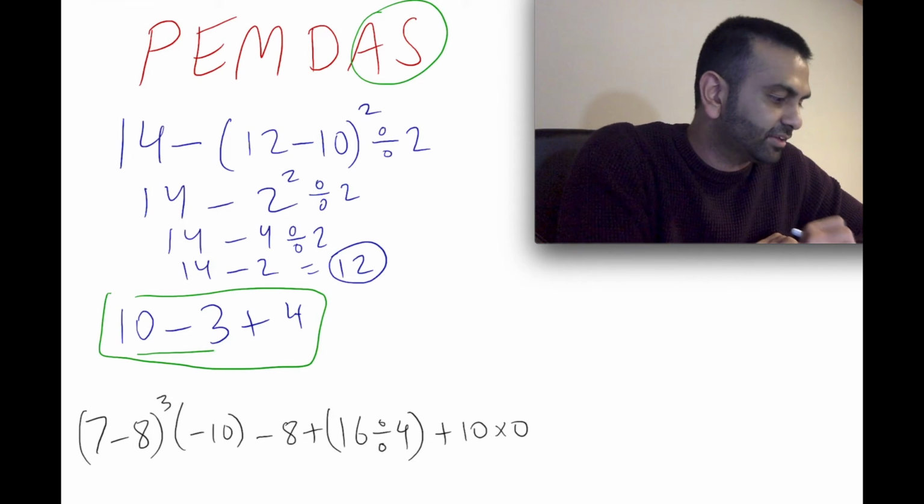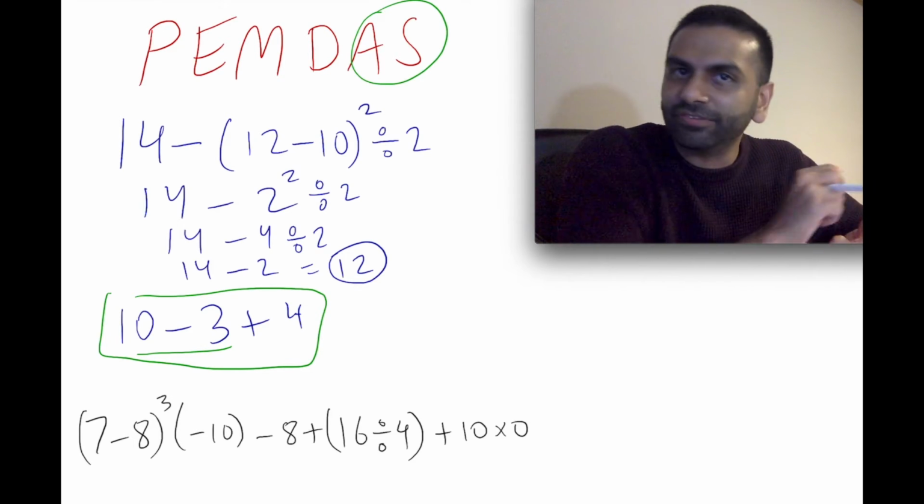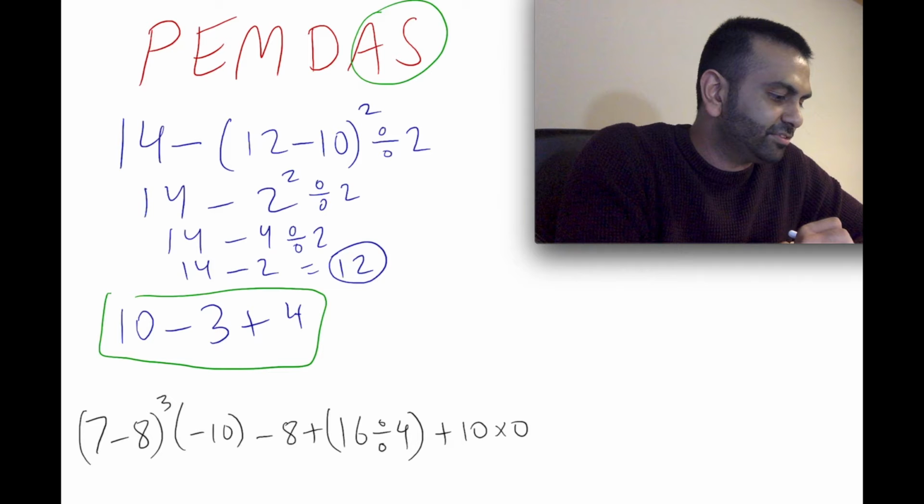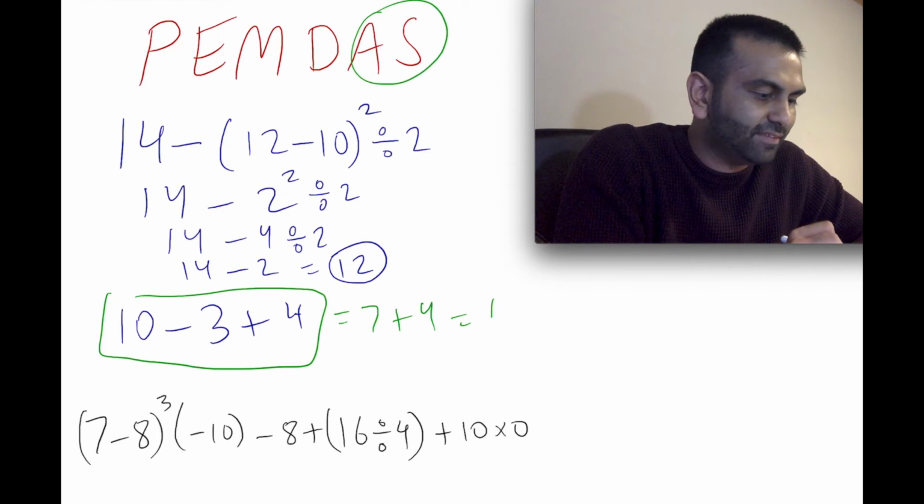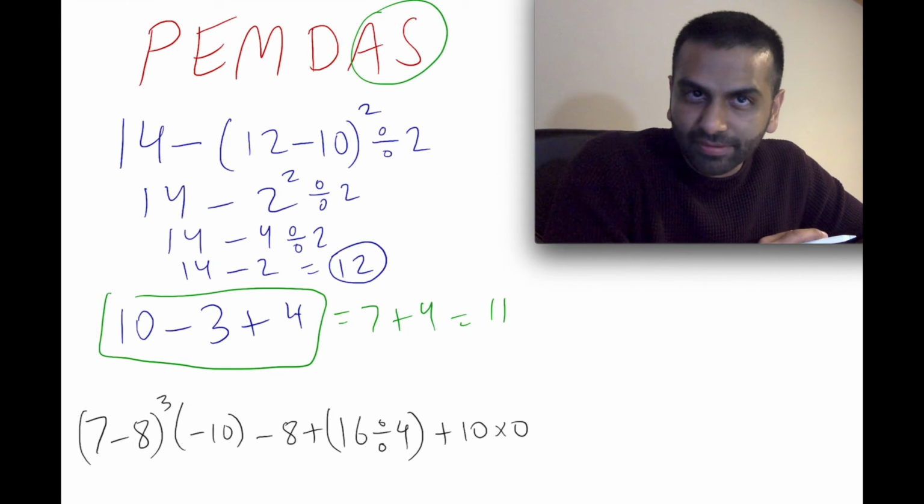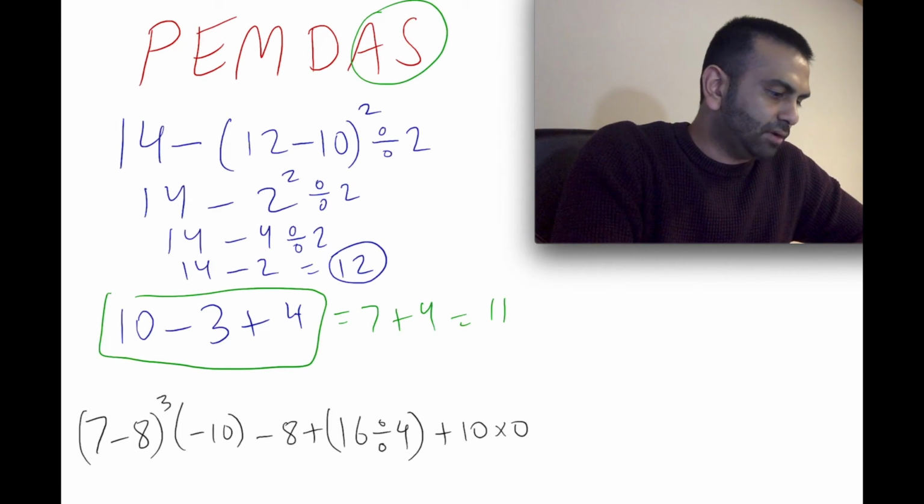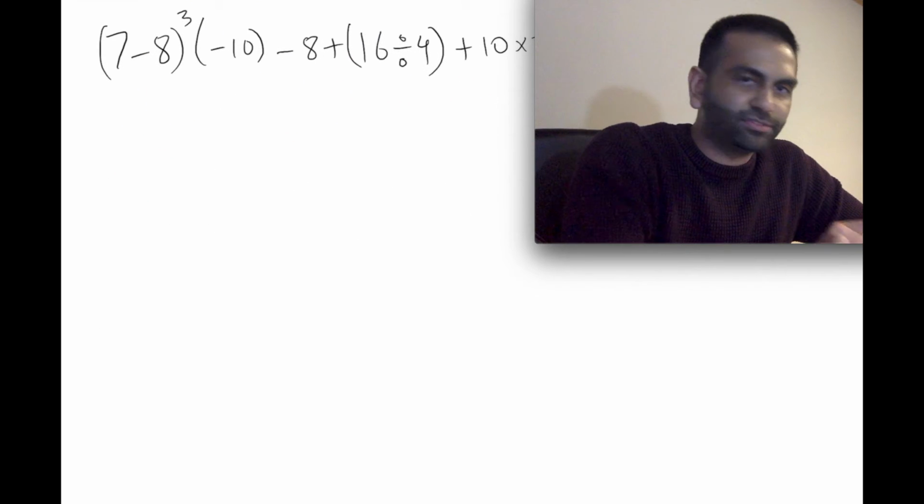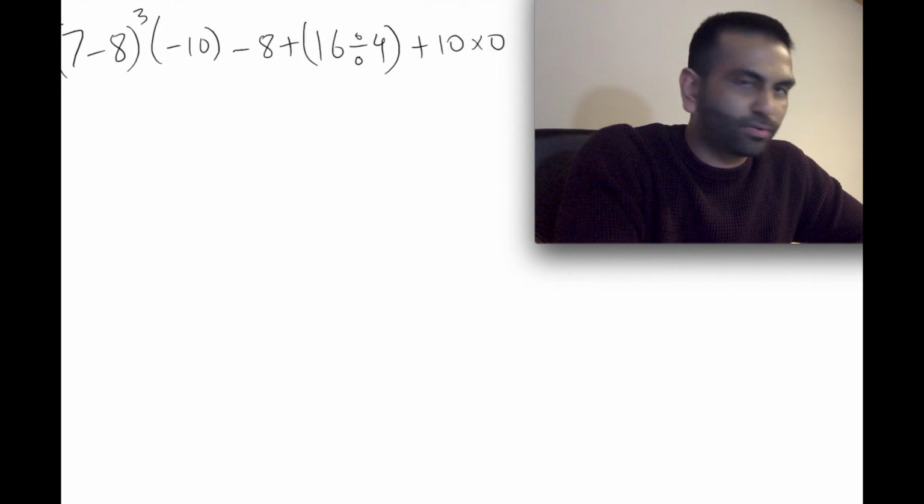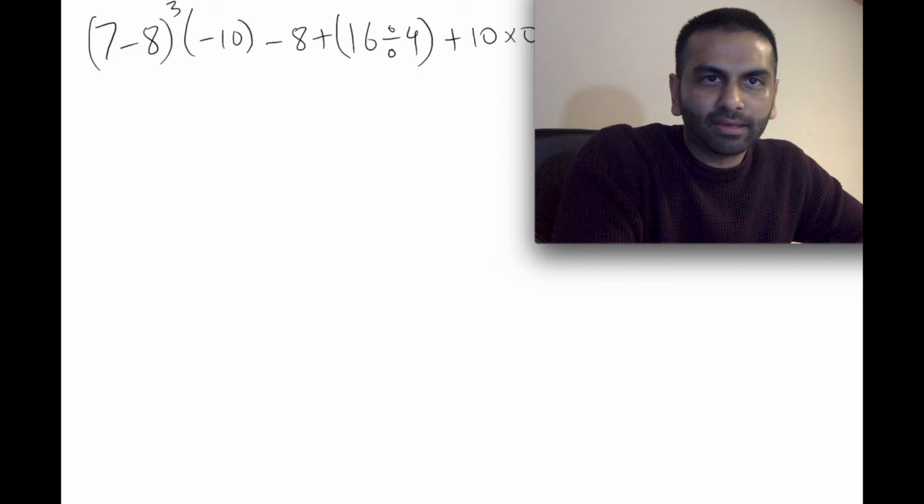So here, you're going to actually do the 10 minus 3 first, because that comes up first. So anyway, you get 10 minus 3, which is 7, plus the 4, and 7 plus 4 is 11. So that's how you do that one. Now, let's do one challenge problem of sorts.